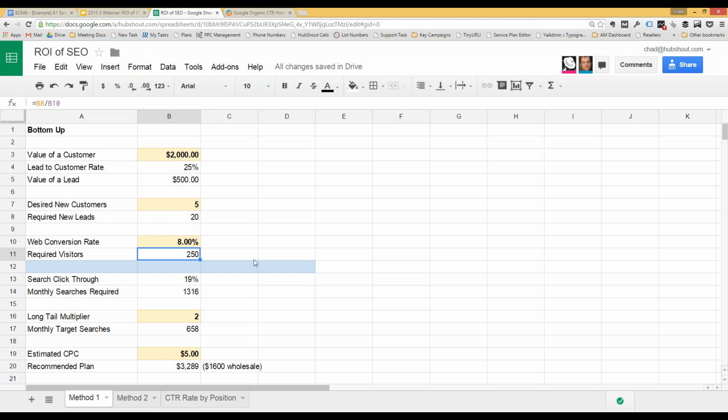Based on that, it means I need to get 250 qualified, targeted visitors on keywords that matter to my website. Again, let's do the math on that. 250 visitors at 8% is going to get me my 20 leads, and at 25%, it's going to get me my 5 customers, and everybody's happy. Okay, so kind of working from there.